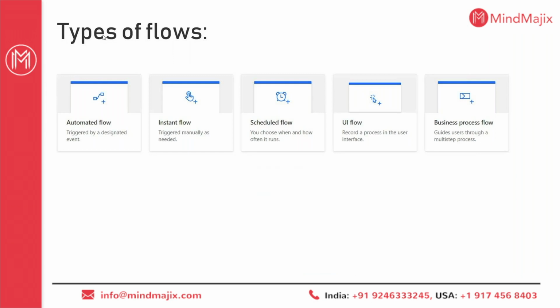The second type of flow is the instant flow, which is a manually triggered flow. As and when needed, you use a button to do this. That means, let's say you don't know when you want to run this workflow. If you want to do it now, you can click the button and it will do it. Or maybe in the evening today, you can click on the button again, and it will do it for you. So this is called an instant flow.